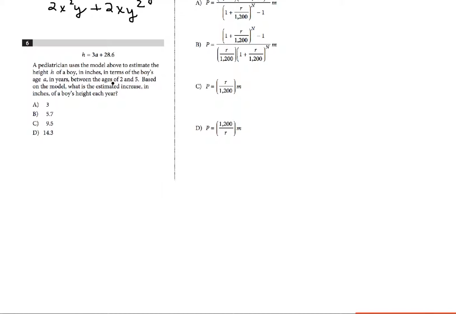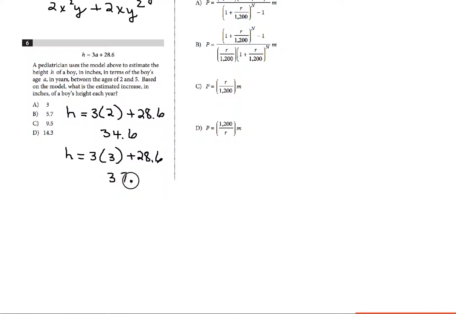What I did was, it says ages between 2 and 5, so I put in 2 for the age, substituted that in, and when I did that I got 34.6 without a calculator. And then I just substituted in a 3 for when he's 3 years old, 28.6, and I got 37.6, and the difference between the 2 years is 3. And it's going to be the same, as I said, between each age because it's a linear equation.